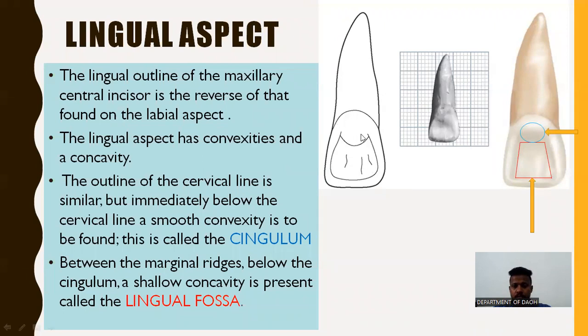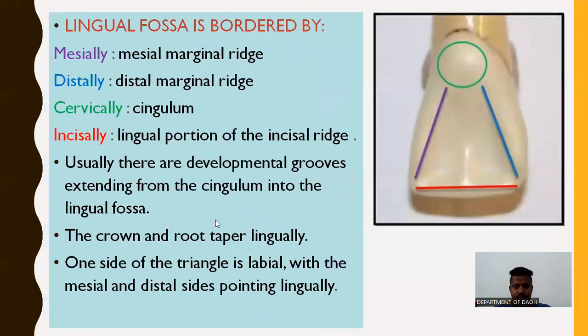So I was discussing the cingulum. Now there is a shallow concavity present beneath the cingulum, between the distal and the mesial margin. It's called the lingual fossa. The lingual fossa is bordered mesially by the mesial margin, distally by the distal margin, cervically by the cingulum, and incisally by the lingual portion of the incisor.